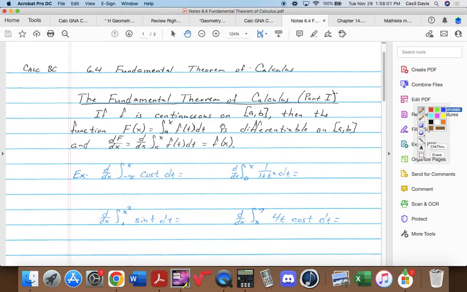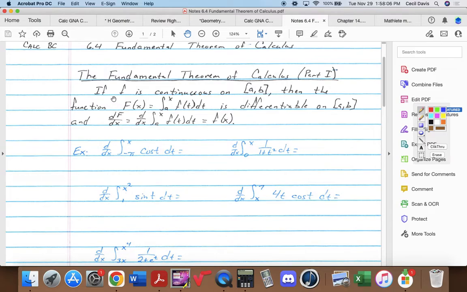So, the first part of the fundamental theorem of calculus says this. If you have a continuous function f on a closed interval from a to b, then the function capital F of x, which is defined as the integral from a to x of f of t dt, is differentiable on the interval from a to b, and the derivative of capital F of x, which is the derivative of this integral defined function, is just f of x.